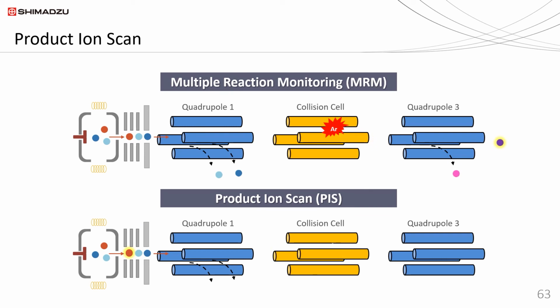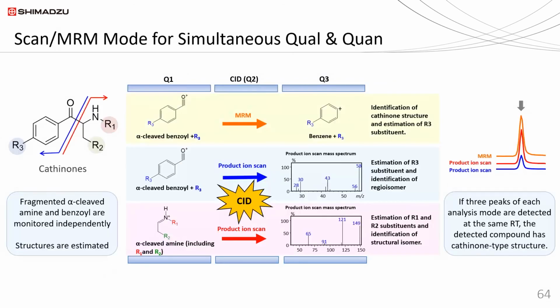As we have seen the sequence of MRM events earlier, let's take a look at the sequence of product ion scan event. Similar to MRM event, the product ions can select a target ion in quadrupole 1. Upon collision with argon gas in the collision cell, fragment ions are produced. In quadrupole 3, unlike MRM events, all fragment ions are passed through the quadrupole. The product ions of the target ions are detected, and hence the name product ion scan, PIS.